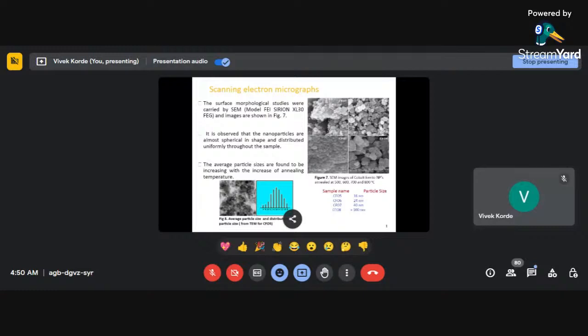So it is observed that the nanoparticles are almost spherical in these presented images, and we can say that monodispersed particles are produced in this third image. The average particle size also can be found out using the data in the SEM provided. Next slide.